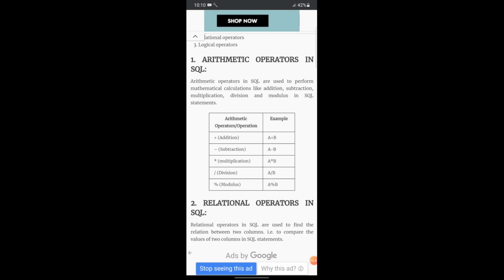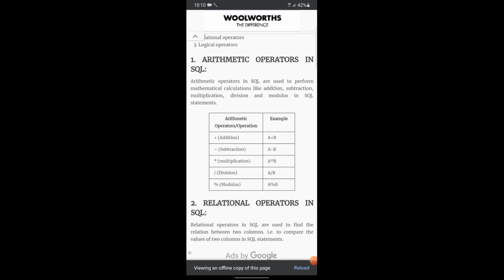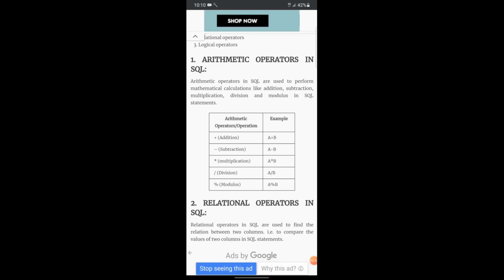It is a binary operator. Okay, addition is a binary operator because on the left hand side and right hand side of the addition operator there must be two variables. Not only variables, there can be constants as well. Then comes the subtraction operator, then the multiplication, division, and last is the modulus.